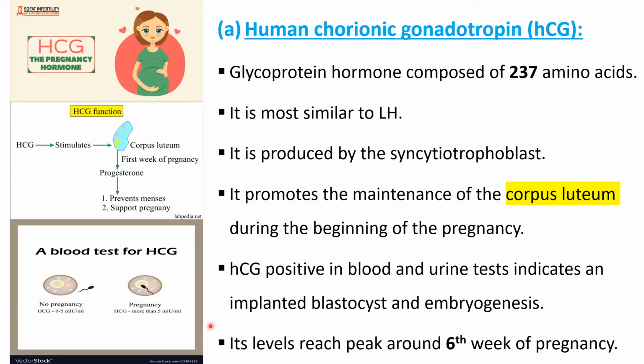So this is the picture from which we can understand the searching of the HCG hormone in the blood test. If human chorionic gonadotropin is found in this quantity, there is no pregnancy, I mean 0 to 5 milli international units per milliliter. If this hormone is more than 5 mIU per milliliter, the pregnancy will be confirmed.